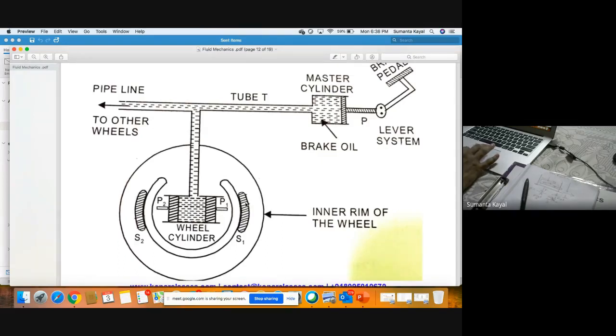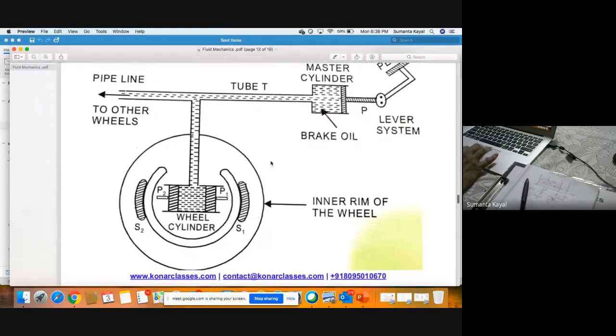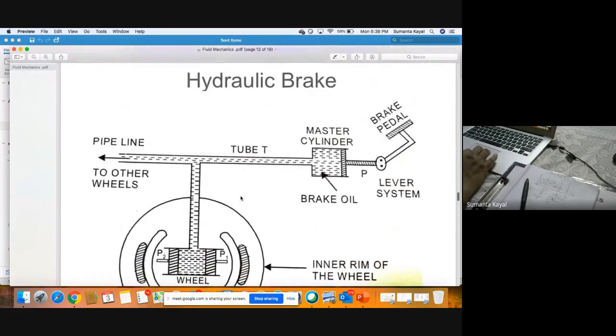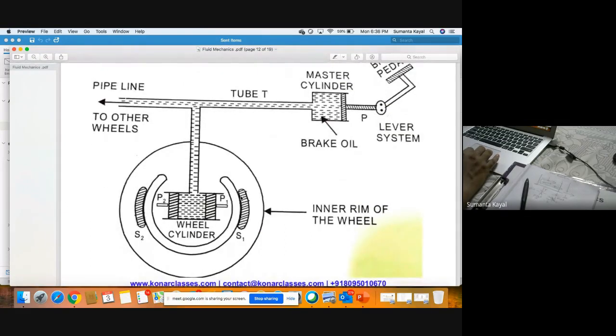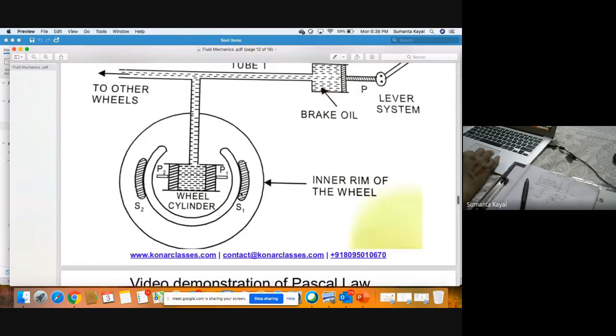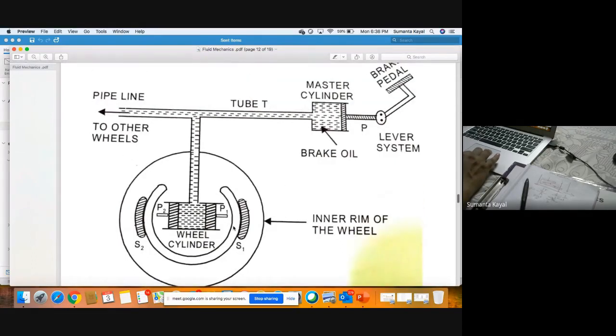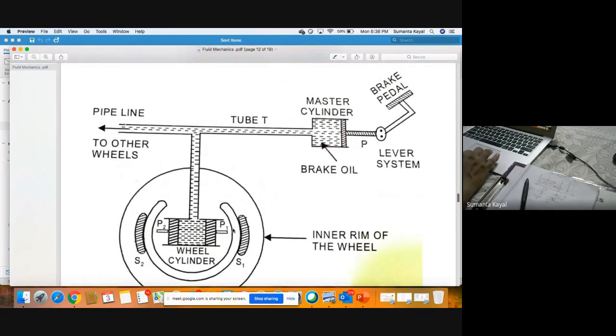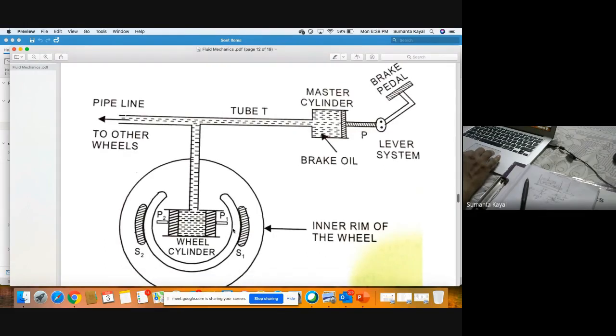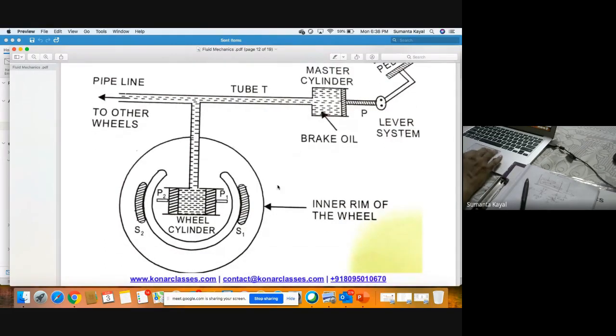There is a brake shoe, and it will try to stop the rotation of that wheel, and therefore this pressure is helping us to act as a brake. So this is a simple hydraulic brake, and this is also used in today's cars as well. Though we have some electrical brakes and other things, I'm not coming to that discussion now. But the hydraulic brake is also very much popular in today's vehicles, and it is based on Pascal's law.